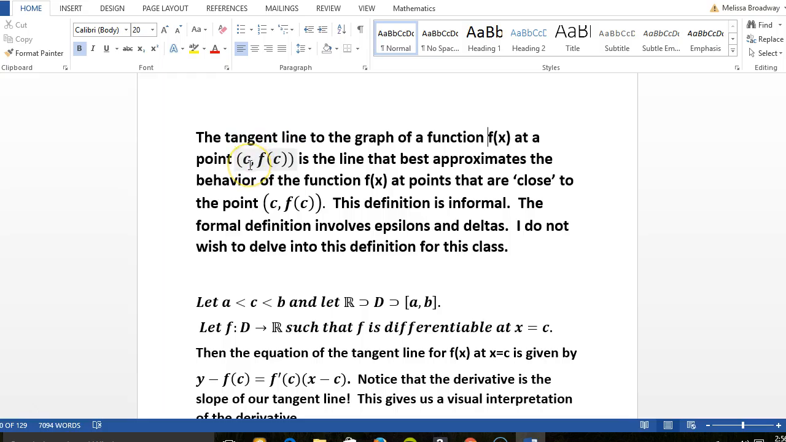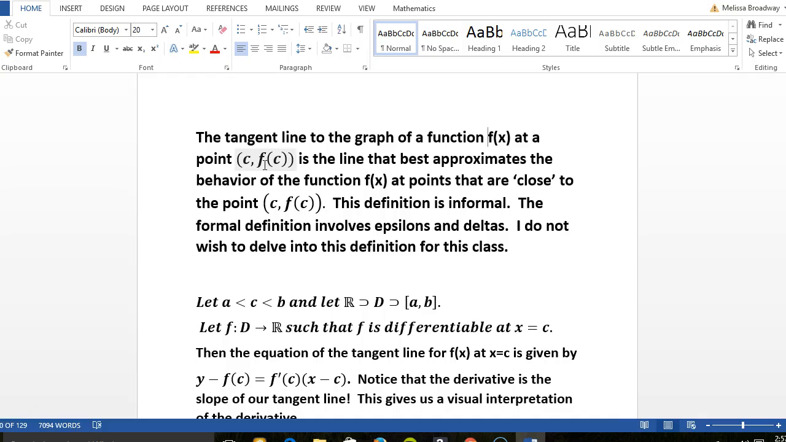Really, the tangent line at a Cartesian point c comma f of c of the graph of f is the line of best approximation for points that are extremely close to c, f of c. The line best approximates the y values of points that are very close to the point c, f of c. The line is exact at c, f of c itself. For points that don't equal c, f of c but are very close to it, it is the optimal line of approximation. You can have other lines that approximate quite well, but the tangent line is the best.